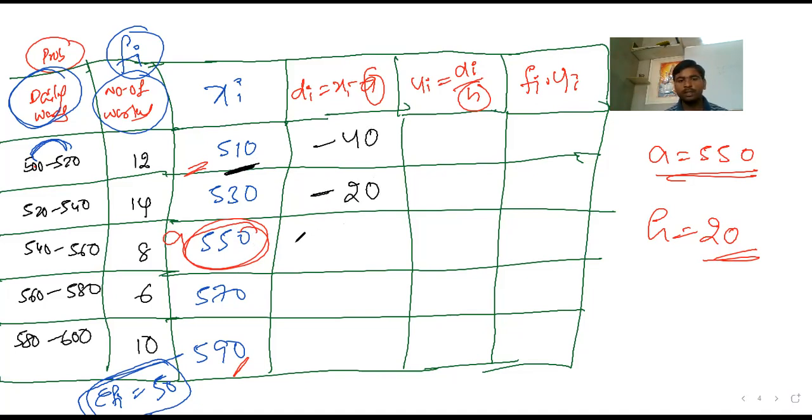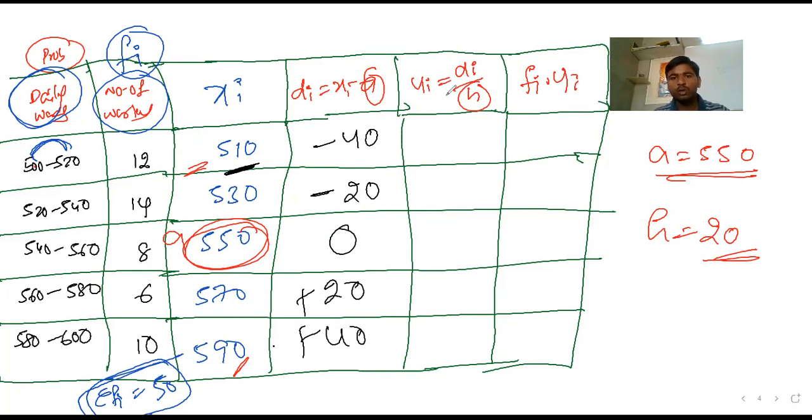Minus 20. Next, 550 minus 550 is 0. Next, 550, what can I say? 550 minus this one. So how much are you going to get? 570 minus 550, the answer is 20. 590 minus 550, the answer is 40. This is the case you got. Plus here, minus, because 510 minus that only you are going to get. Here, more value minus plus value, or get plus value. This is the di calculation over.